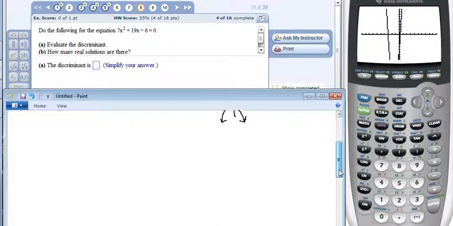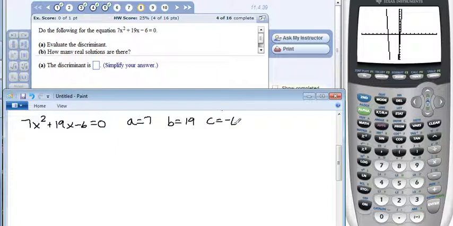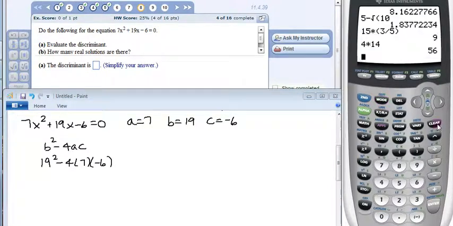Well, let's find out. If I have 7x squared plus 19x minus 6 is equal to 0, I have a is equal to 7, b is equal to 19, and c is equal to negative 6. All I want is the b squared minus 4ac piece of it, not the square root. So I want the 19 squared minus 4 times 7 times negative 6. I'm going to need my calculator for that because I'm not even close to that good.